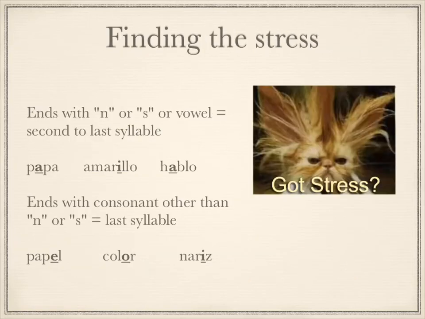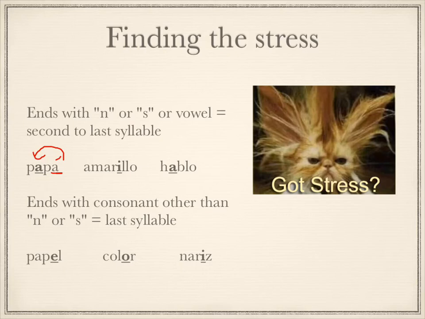Okay. Now we're going to talk about how do we find the estrés. Okay? Well, first we find that if it ends with an N or a S or vowel, second to last syllable is where we're going to find the estrés. Por ejemplo, aquí con papá, termina con A, ¿verdad? Y ya vemos que el estrés está puesto aquí. Papa. Papa significa pope o también significa potato. Pero si el estrés está puesto aquí sobre la A, la last A, tenemos que marcarlo con acento. Y esto significa papá, que significa father.